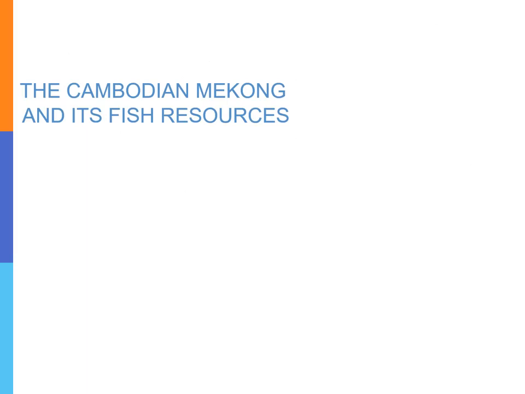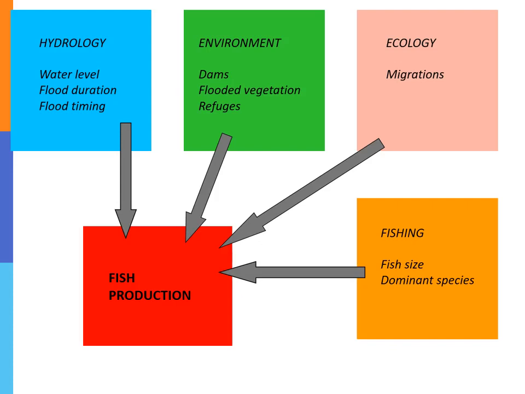Let's move now to the Cambodian Mekong and its fish resources. In other words, the different parameters, the different factors that influence fish production in the Mekong in Cambodia. Basically, fish production in Cambodia depends on the hydrology of the river, but also on the aquatic environment, on the ecology of fish, in particular their migrations, and on the presence of multiple fishers and their fishing activity. Let's detail this step by step in the following slides.